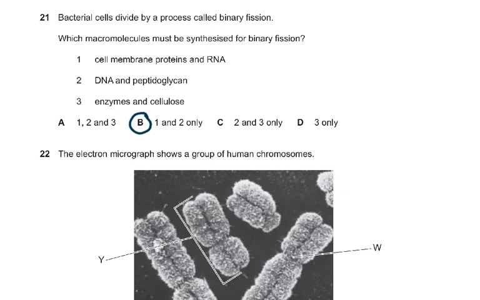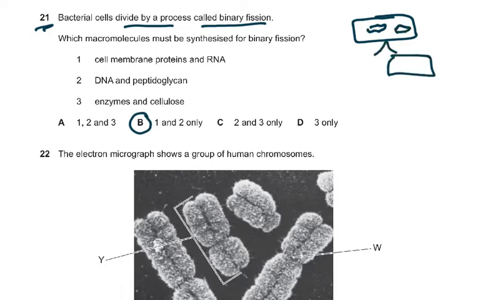Starting with question number 21. Bacterial cells divide by a process called binary fission. Please remember this is not mitosis. So one bacterium, the loop of DNA forms a copy of itself, and then this divides into two. Of course, naturally the two will be a little smaller than the original because it divides into two. So this is called binary fission. This is not mitosis. This is not prophase, metaphase, anaphase, telophase.